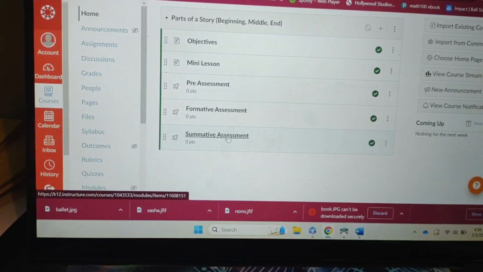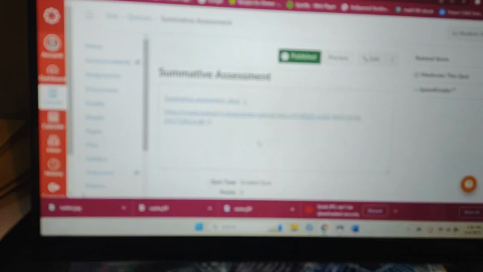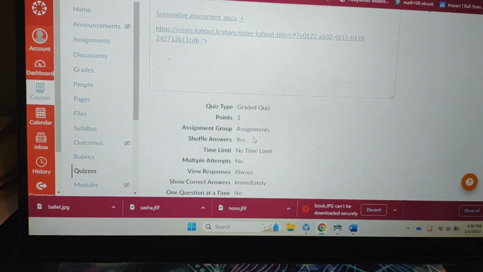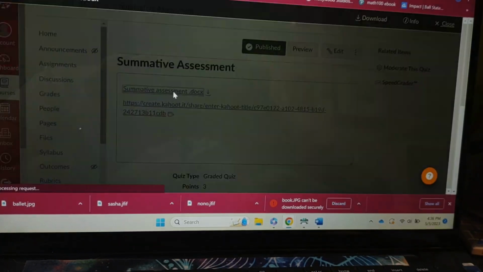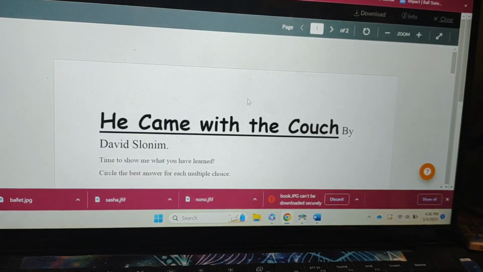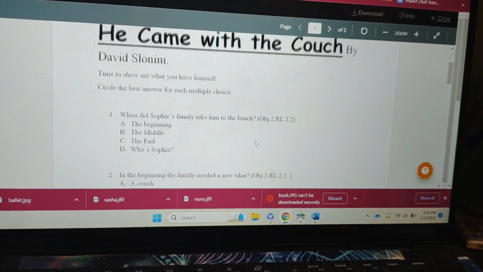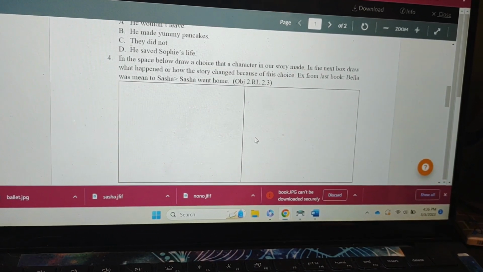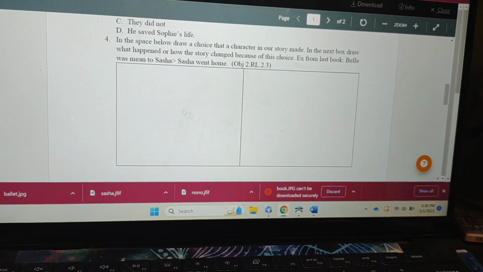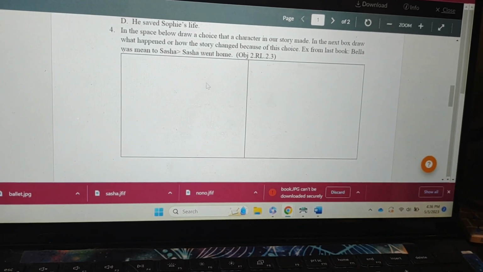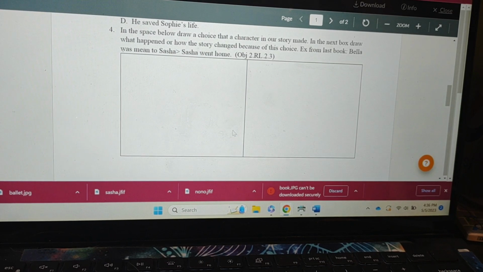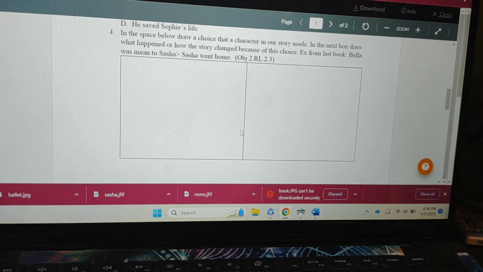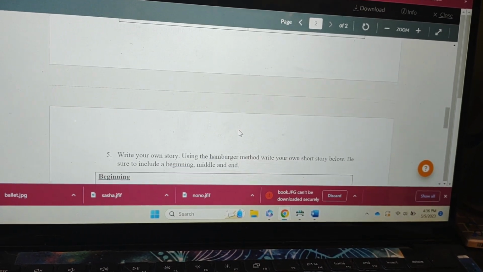We have our summative assessment. This would be at the end, so we could gauge how much everybody learned. Have we made improvements? I have a paper version where we would go through and answer some questions. In this one, I would also have them maybe draw some pictures from the book. In the space below, draw a choice that a character made in the story, and in the next box, draw what happened or how the story changed because of that choice.